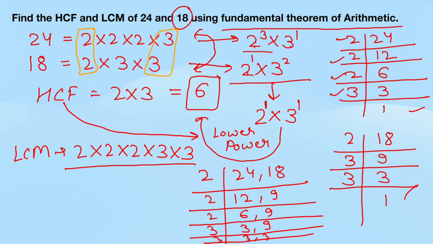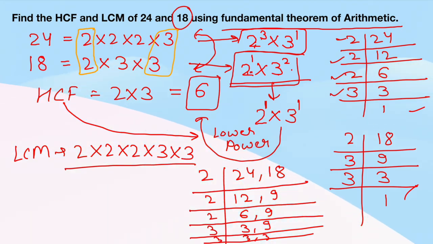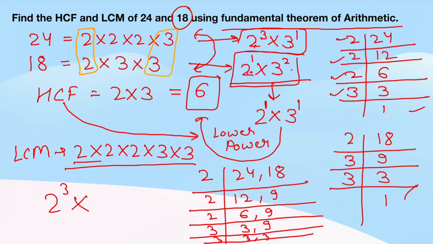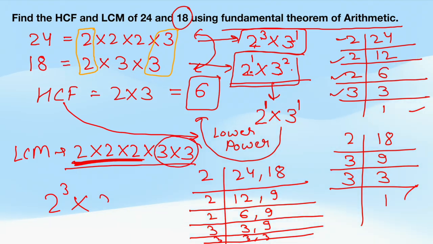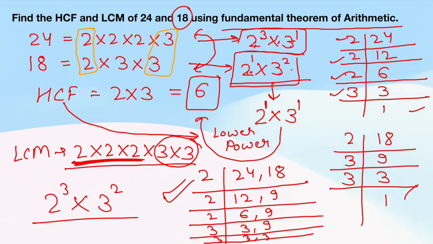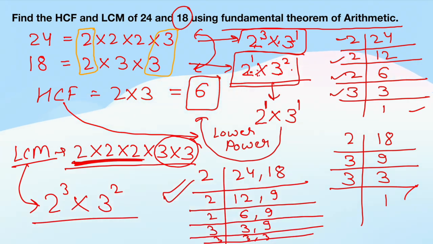See, 24 can be written as like this. 18 can be written like this. So what is the higher power? Higher power of 2 to the power 1 and 2 to the power 3 is 2 to the power 3. See, I am getting this one. And higher of 3 to the power 1 and 3 to the power 2 is 3 to the power 2. See, I am getting this. Okay. Anyhow, whether I am solving like that or this, I will get the same answer. Means in LCM, if I have converted them into the prime factorization format, I have to take the higher power.